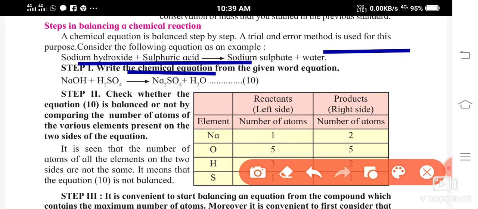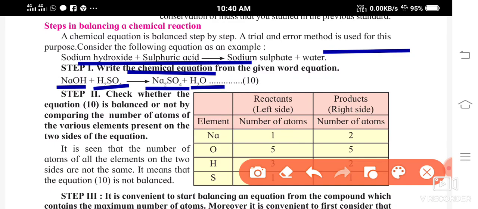Now sodium hydroxide, the formula is NaOH. Sulfuric acid, H2SO4. Sodium sulfate, Na2SO4, plus water has been formed. Okay, now see step 2.